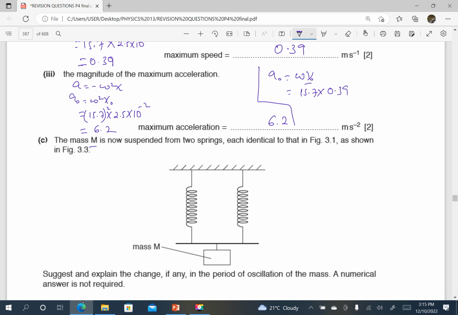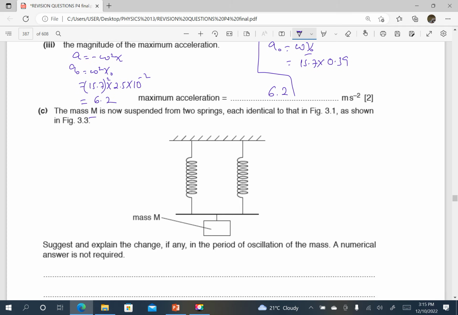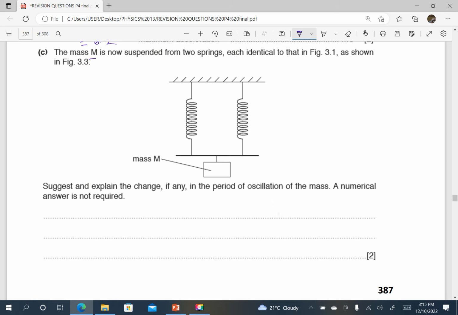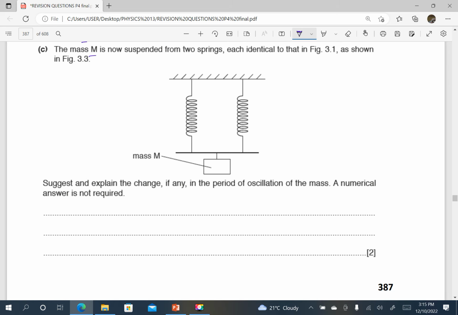The mass M is now suspended from two springs. They are now two springs. It means the spring constant has reduced. The springs have become steeper. So the spring constant is now greater because the springs are now stiffer. Suggest and explain the change, if any, in the period of oscillations of the mass.